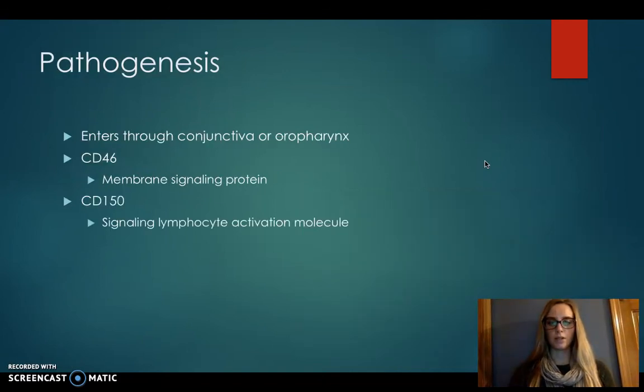Measles typically enters through the conjunctiva or the oropharynx and has CD46 receptors, which is a membrane signaling protein that's found on all human cells except for red blood cells, and also has CD150, which is a signaling lymphocyte activation molecule, also known as SLAM, and this is found on all B cells, memory T cells, dendritic cells, and macrophages.